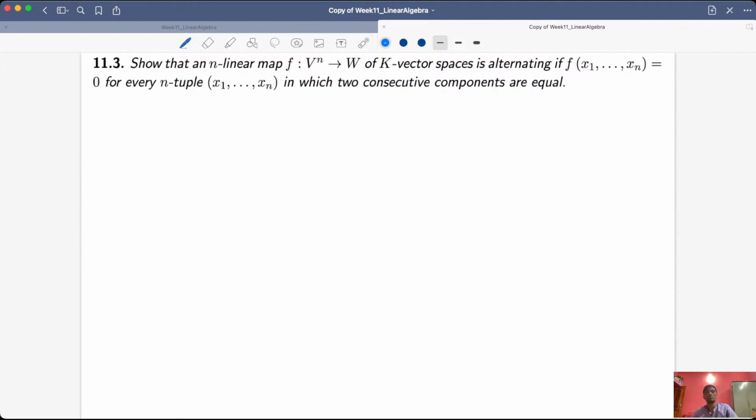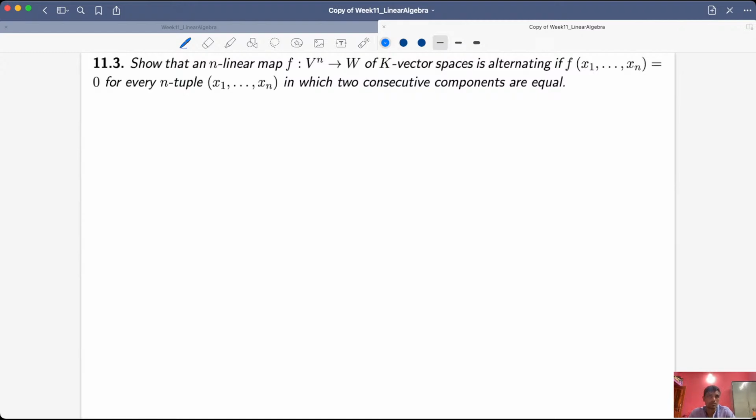Because if you check for all the sigma, for bigger n it is factorial n many elements you need to check. But in this problem it says you don't have to check factorial n many cases. It is enough to check only n minus 1 many cases. If the function is vanishing for those, then you can directly say that it is alternating.